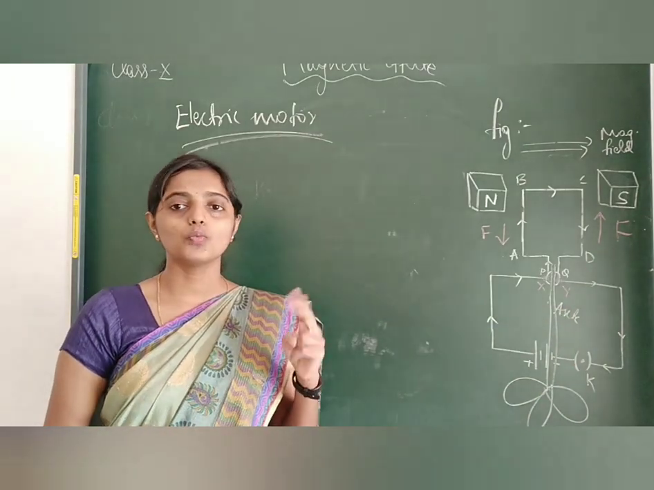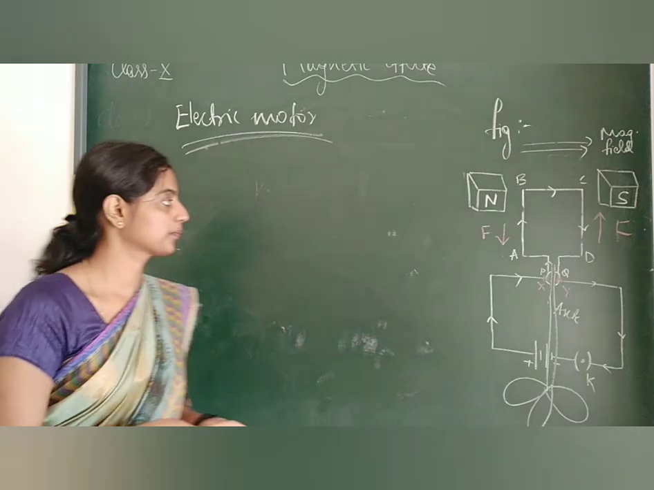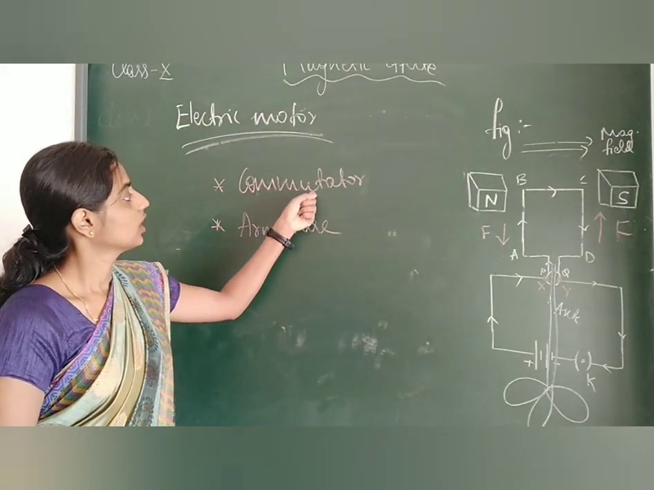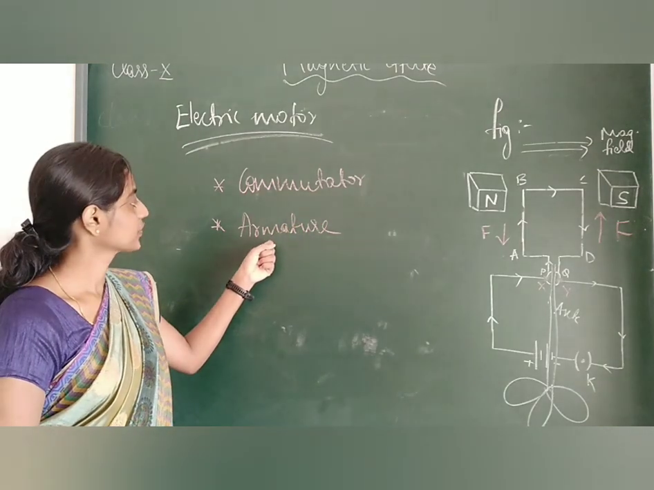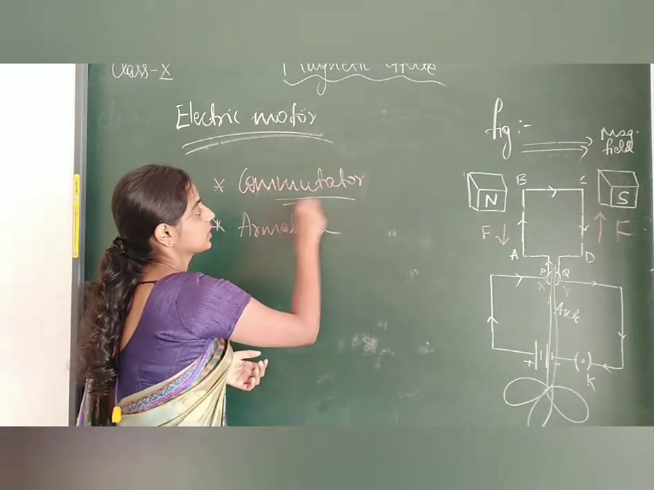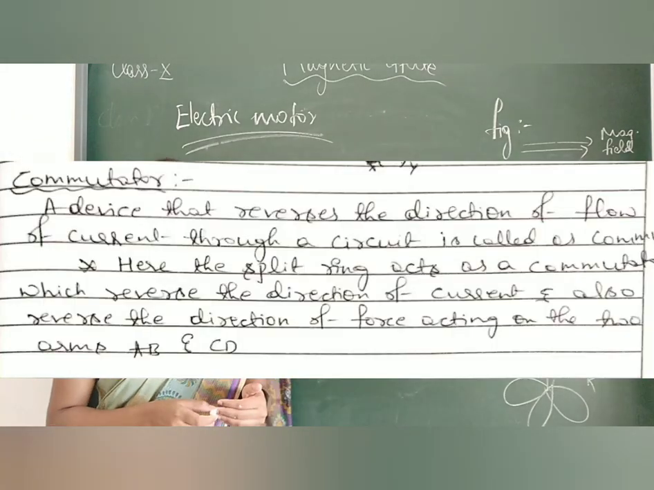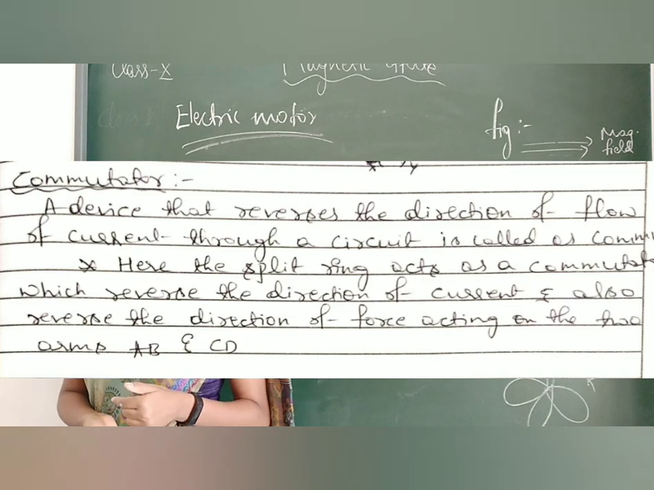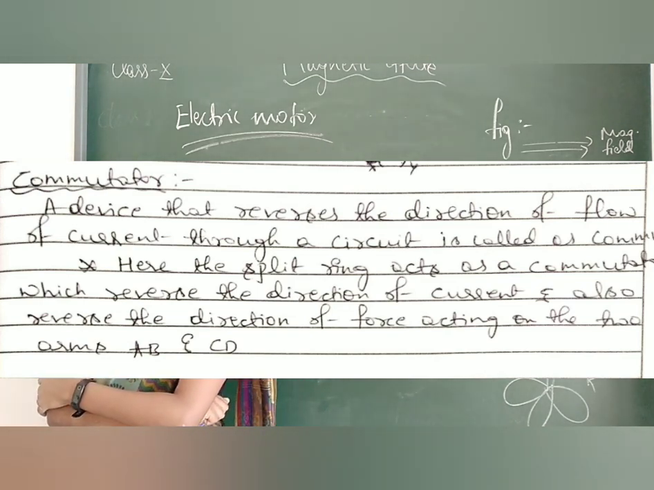Let us see 2 more important points: first, we have commutator and armature. Let us see what a commutator is. A device that reverses the direction of flow of current through a circuit is called a commutator. Listen carefully. A device that reverses the direction.